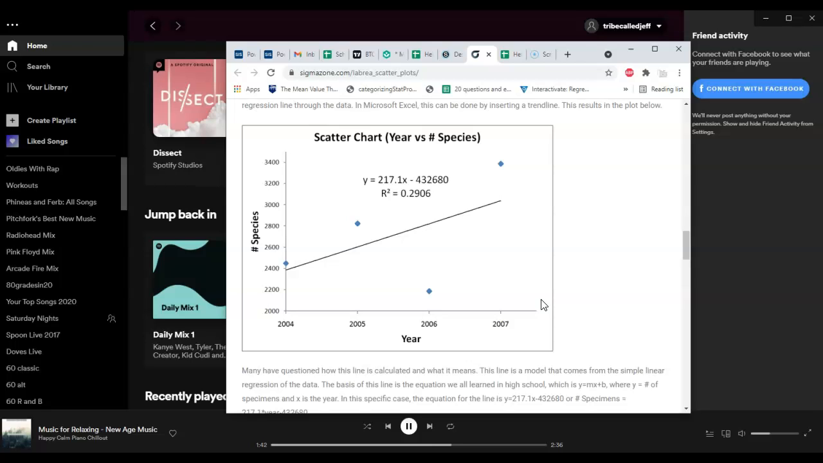It would be if the year was 0. So -432,680 species. Does that make sense in reality? No. That would be an interpretation. And for the slope, this would be for each additional year, because year is your explanatory variable. We would expect 217.1 more species.